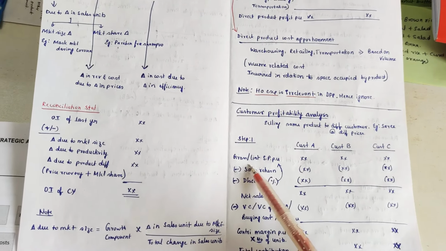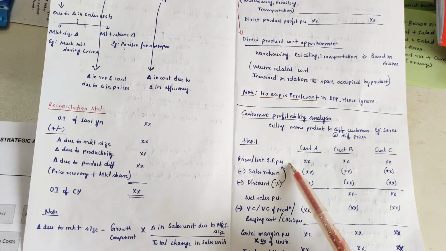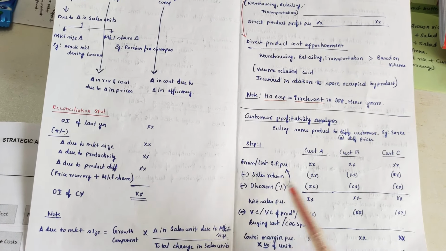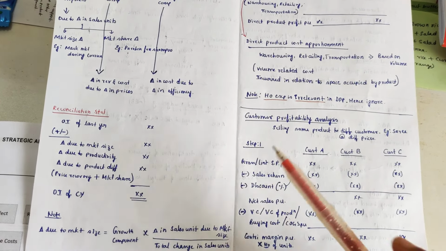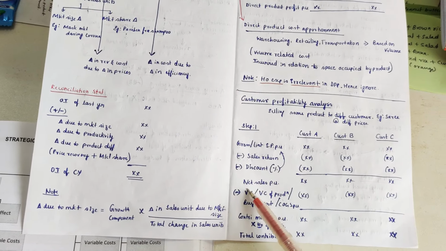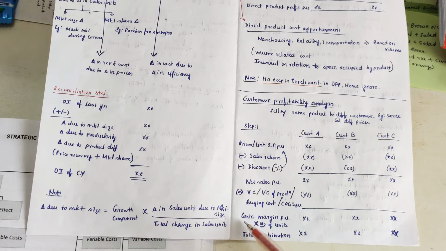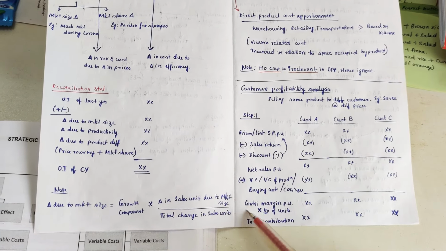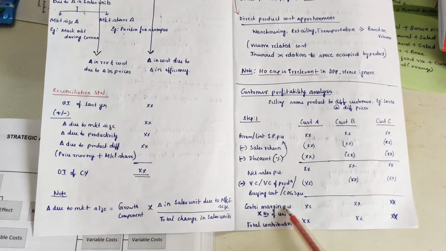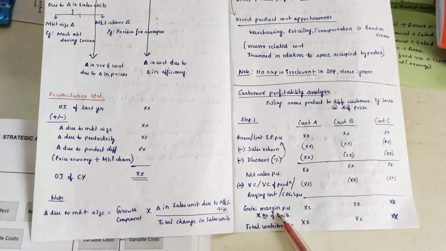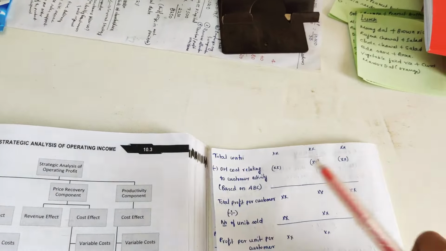Then gross or list selling price per unit. How much is the gross selling price? Then minus sales return, minus discount. How much discount has been given? Then you get net sales per unit, minus variable cost of production or buying cost. Then contribution margin per unit into number of units gives you total contribution. How much is your total contribution?